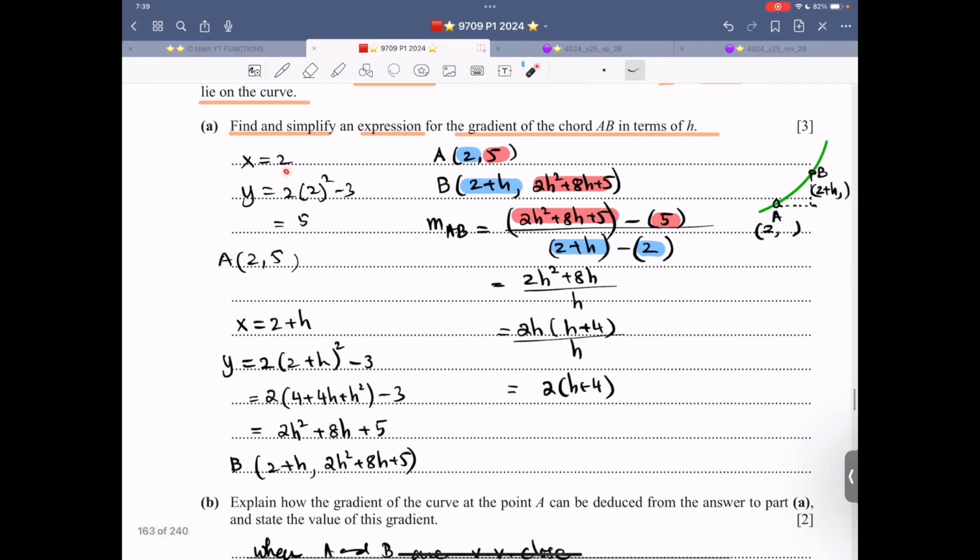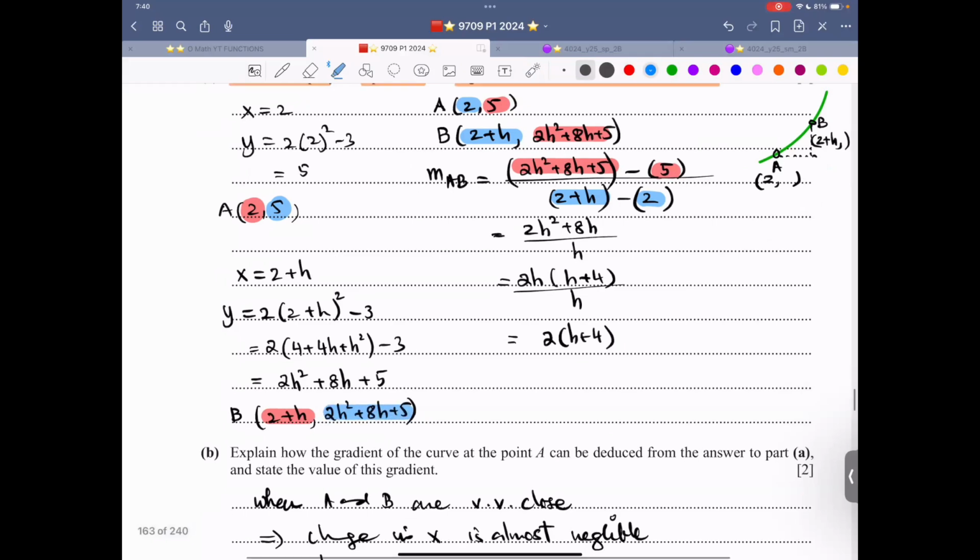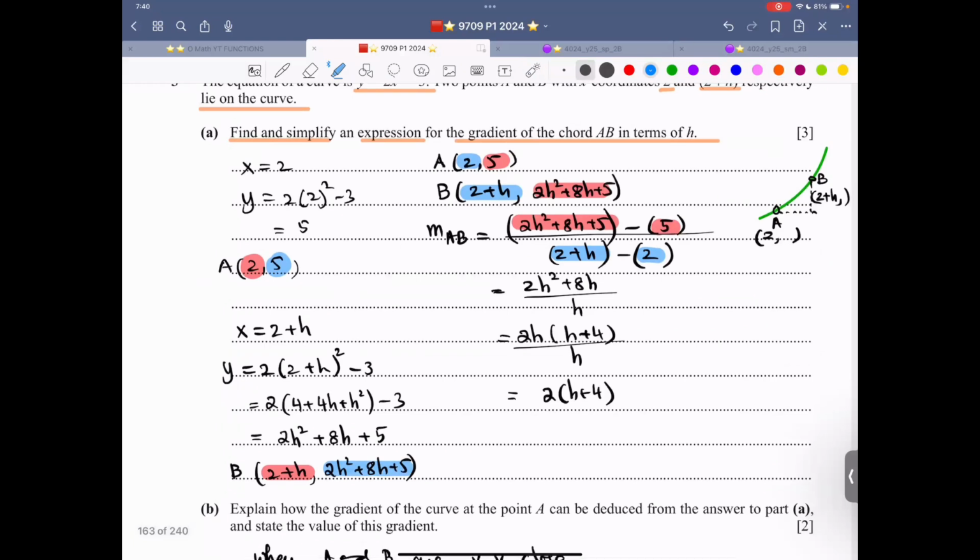Now, when x is 2, y is 5. That is the first point. So when x is 2, y is 5. So this is 2, and this is the y value, which is 5. Then when x is 2 plus h, the y value, after expansion and plugging in, comes out to be this. So we have A, we have B, we have A, we have B. Then what I have done is that I have written it over here.